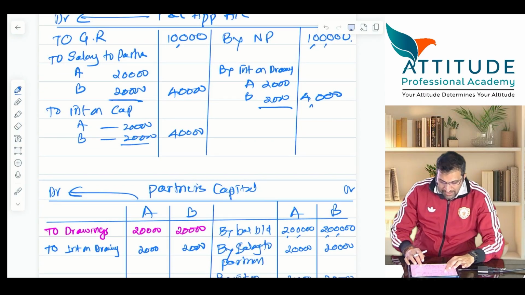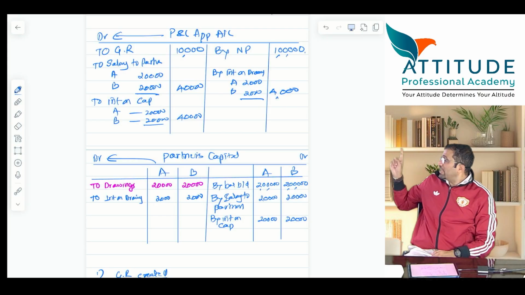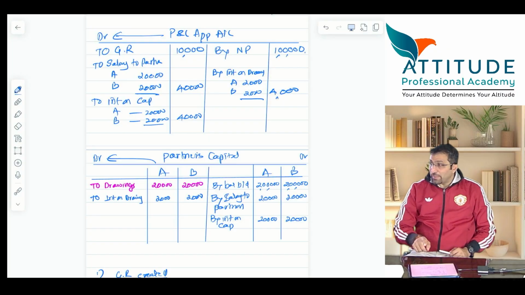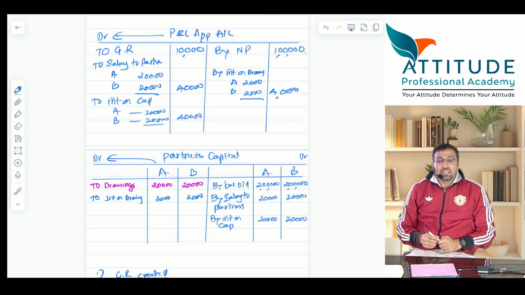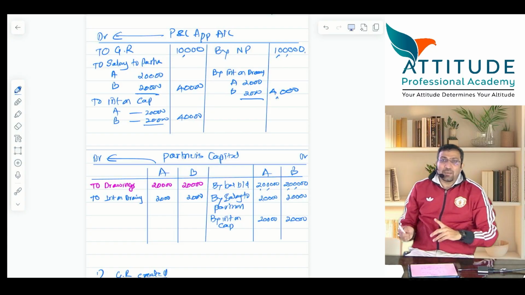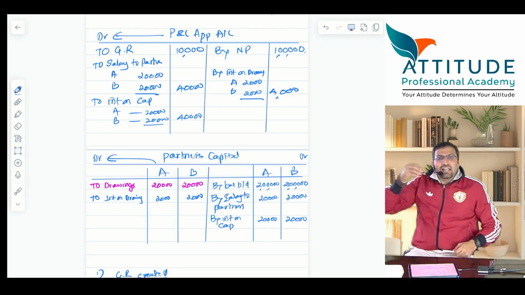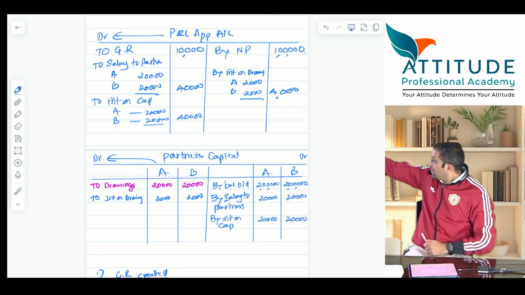Now have a look at the P&L appropriation account and partners capital account. Only one thing will not come in your P&L appropriation account, that is drawings. Drawings will come only in partners capital account. All other items, barring even the opening capital and general reserve, which will not come in P&L appropriation: salary given to partner, interest on capital to the partners, and interest on drawings, I repeat, these three items will come in both the accounts, P&L appropriation as well as partners capital account. Are you able to understand or not? Is that clear? It will come on both sides.